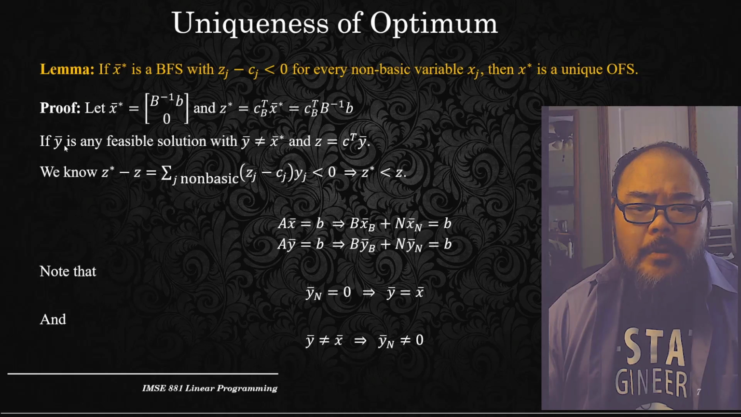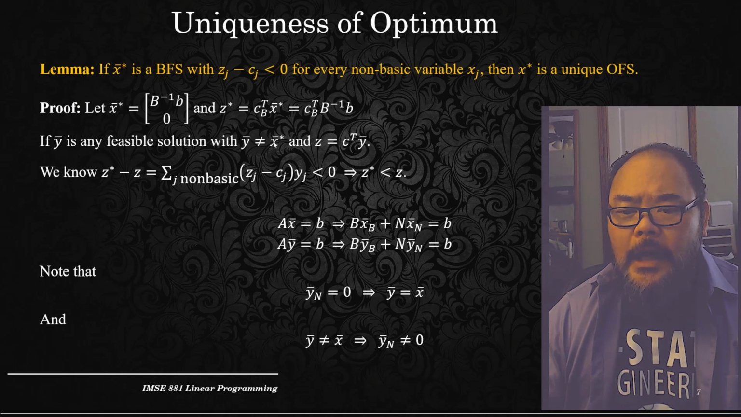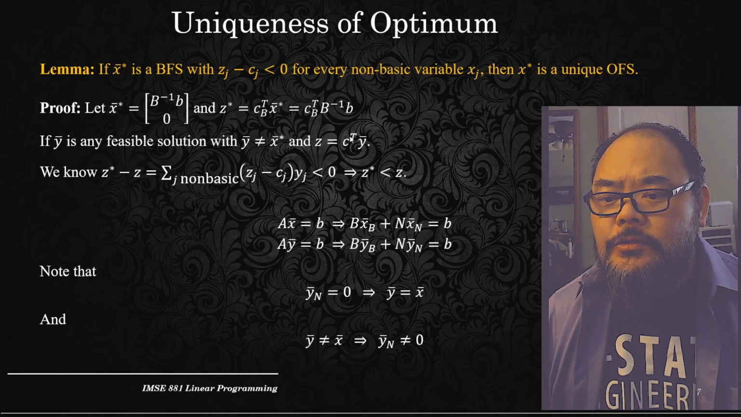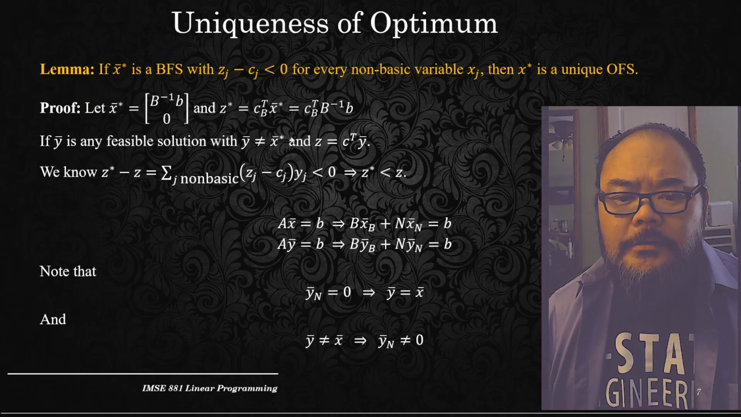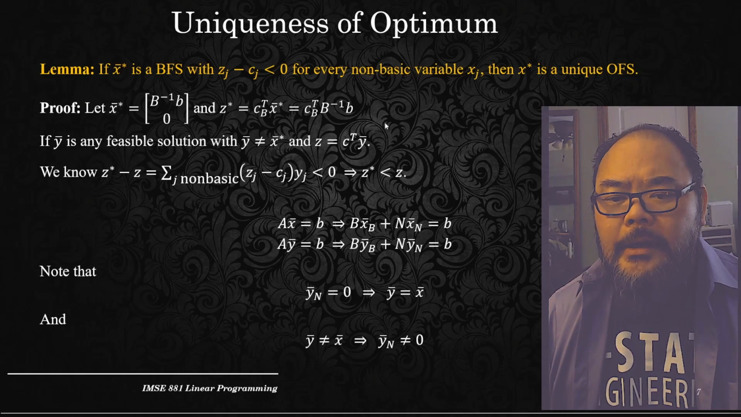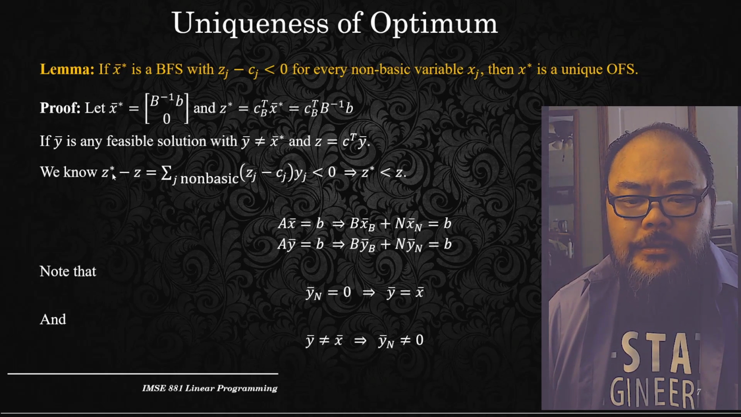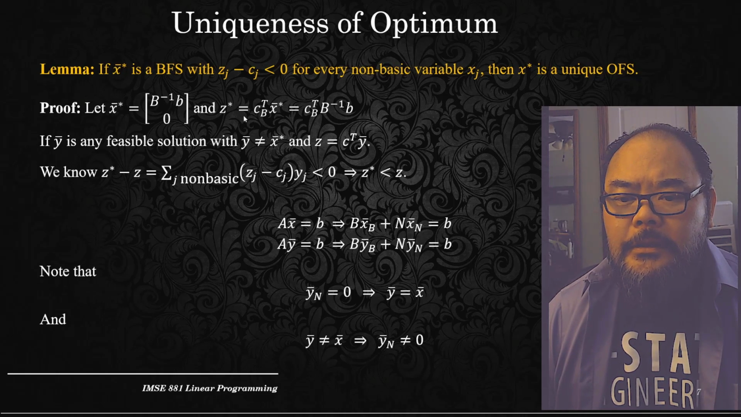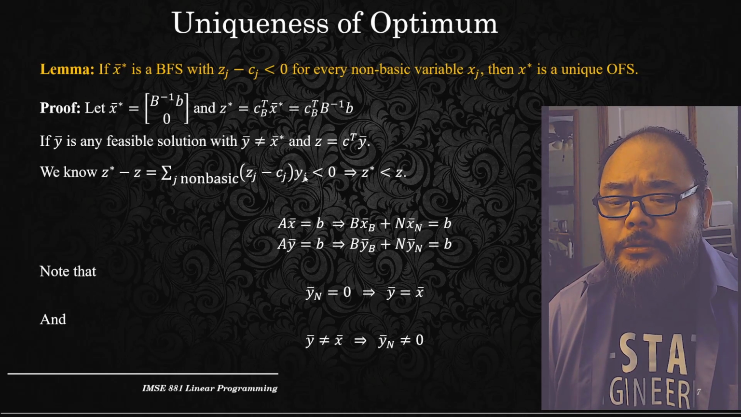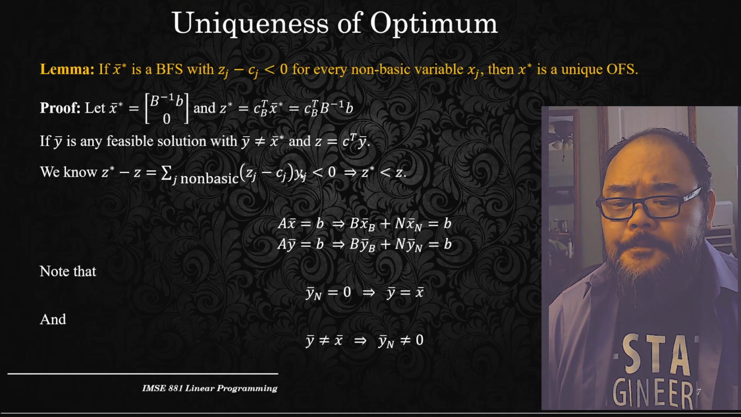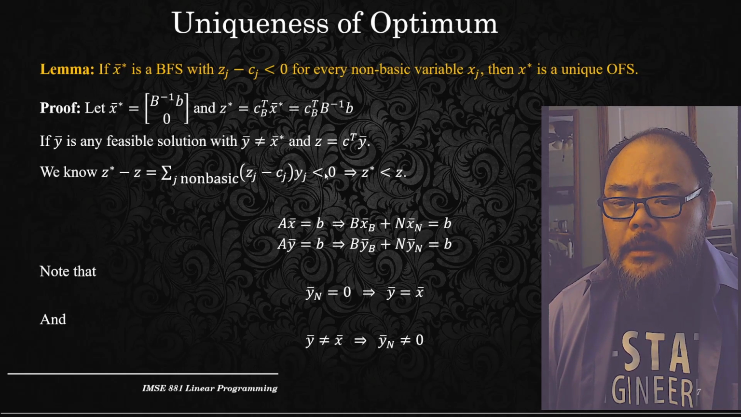If y bar is any other feasible solution with y bar not equal to x star, then the corresponding objective function value will be c transpose times y. So we'll see if there is any possibility y could have a better objective function value than z star. Let's calculate z star minus z, the difference between the current objective function value and the objective function value corresponding to y. It equals the sum over all non-basic variables j of zj minus cj times yj.